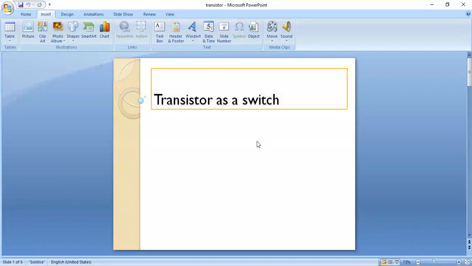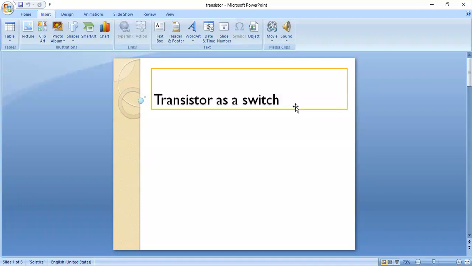Today we will discuss transistor as a switch. Transistor is one of the electronic circuits which is generally used as an amplifier. But the second application of the transistor is that it is also used as a switch. We know the three operating conditions of the transistor, which are nothing but active, saturation and cutoff.